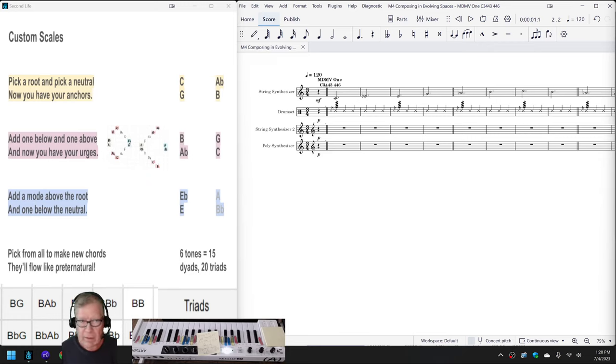Okay, so we're going to start right here. On the left-hand side, you see a display about custom scales, and it has a scale on the left and a scale on the right. On the right-hand side, you see a score, and it sounds like this. Which corresponds to the scale on the left.